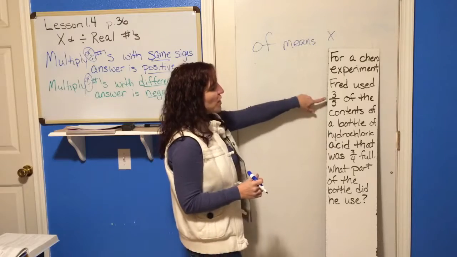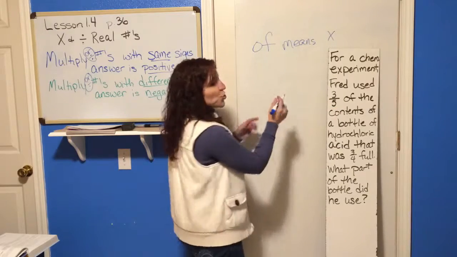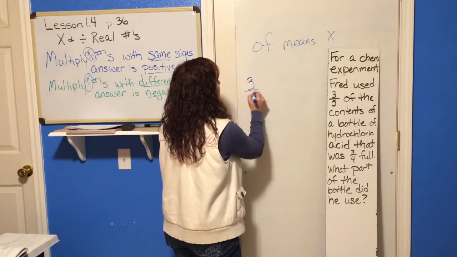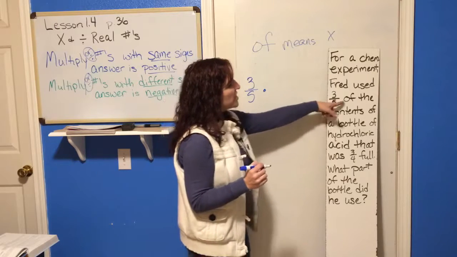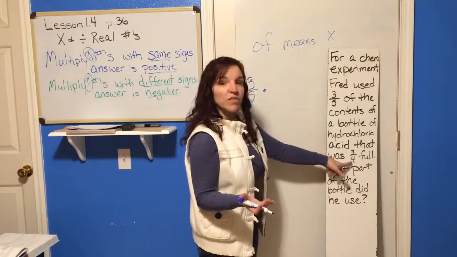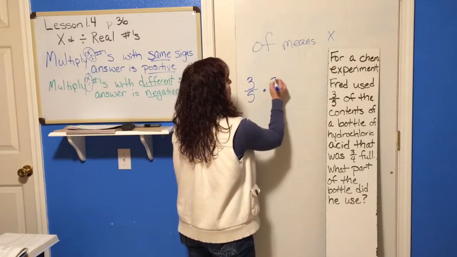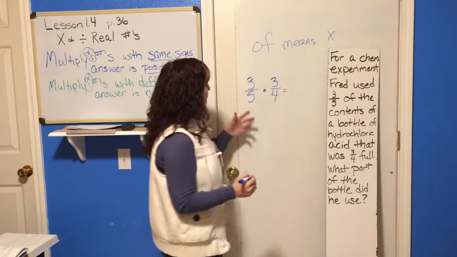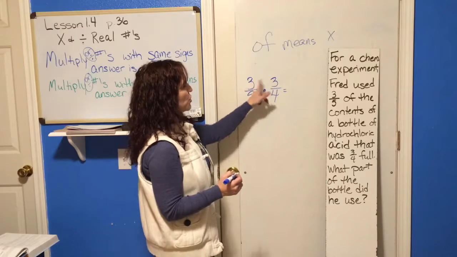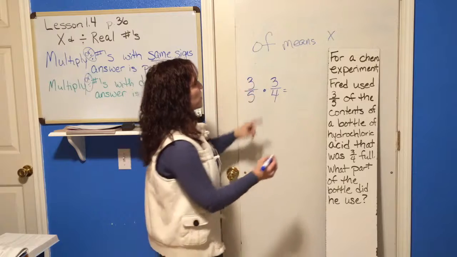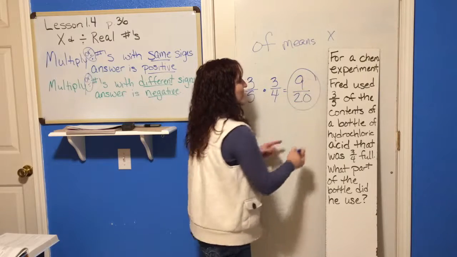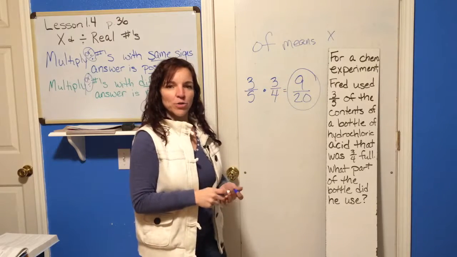Once you start seeing the translations, you'll just write out word problems. 3/5 of is multiply. 3/5 of the contents. Well, how much is the contents? It says the contents were 3/4 full. So 3/5 of 3/4. Nothing will reduce because this is 2 times 2 and there's no 2's up here. So we just multiply straight across. 3 times 3 is 9. 5 times 4 is 20. So he used 9/20 of that bottle of hydrochloric acid.